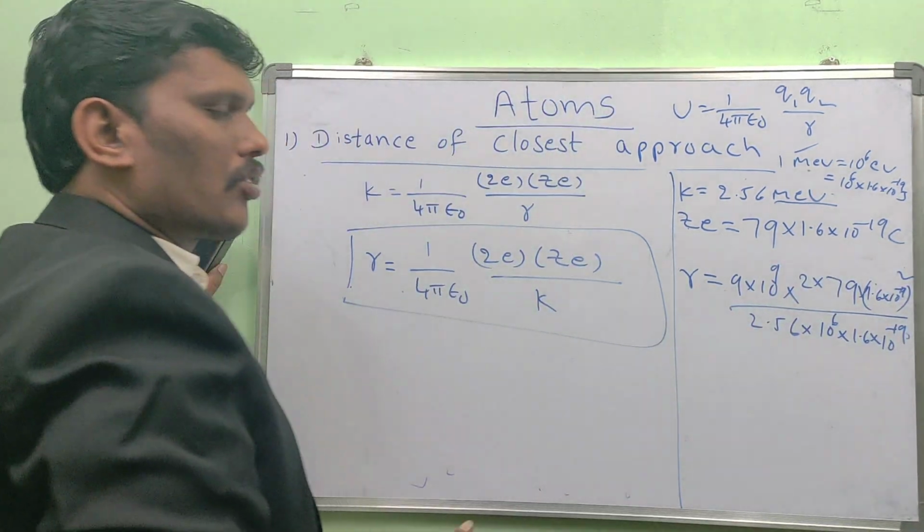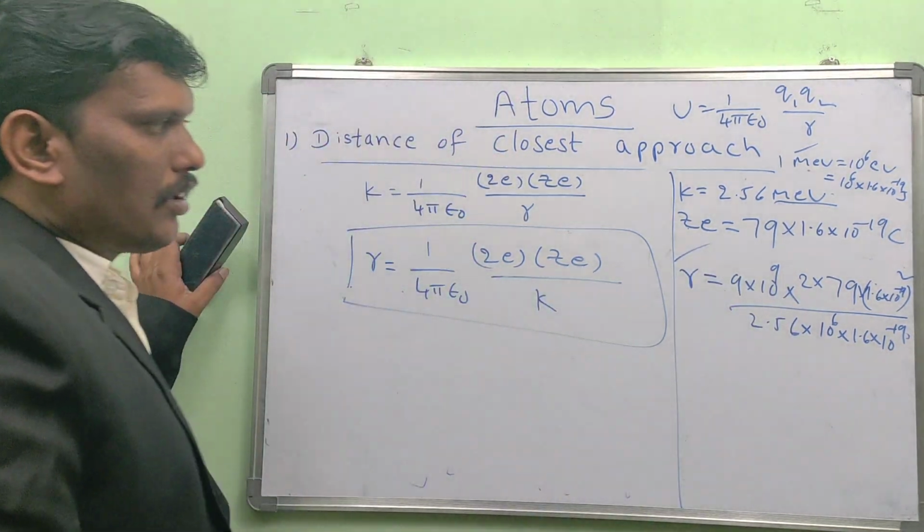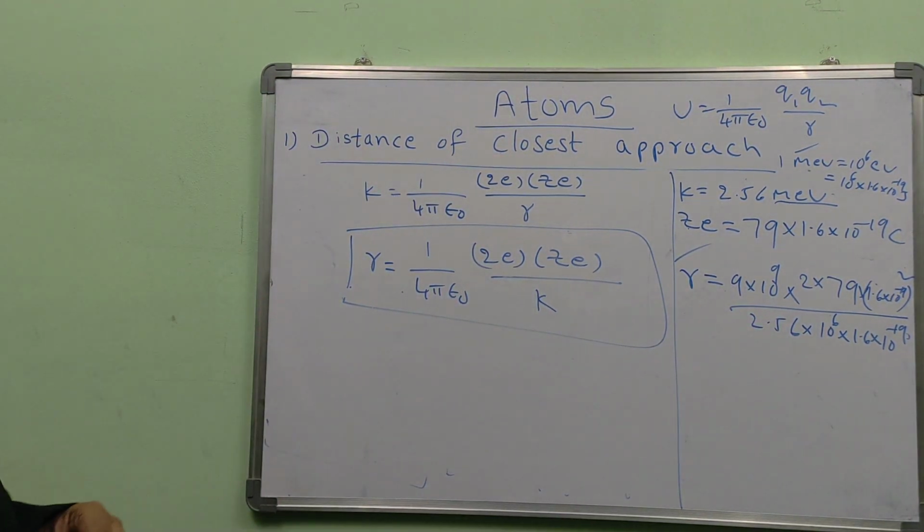Now simplify this. You are going to get the distance of closest approach. That's all. This is the way we need to solve the problem. Note down, students.